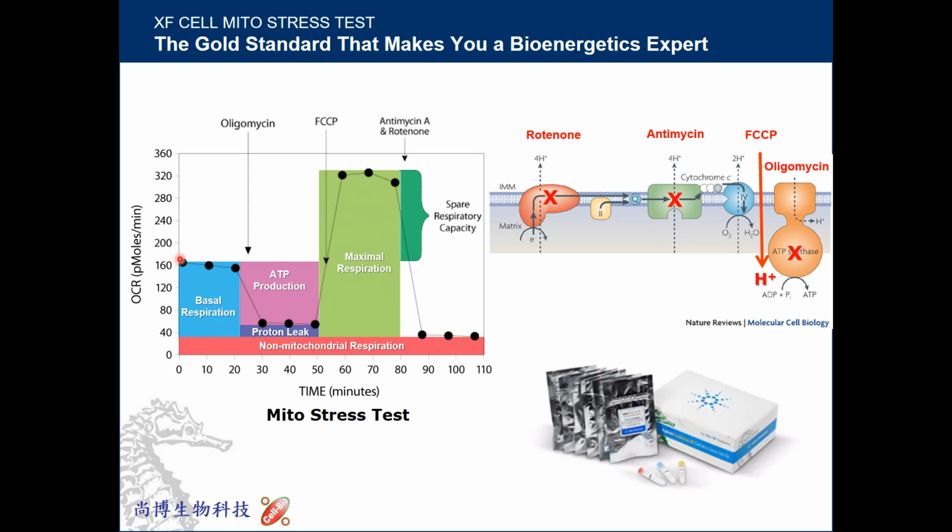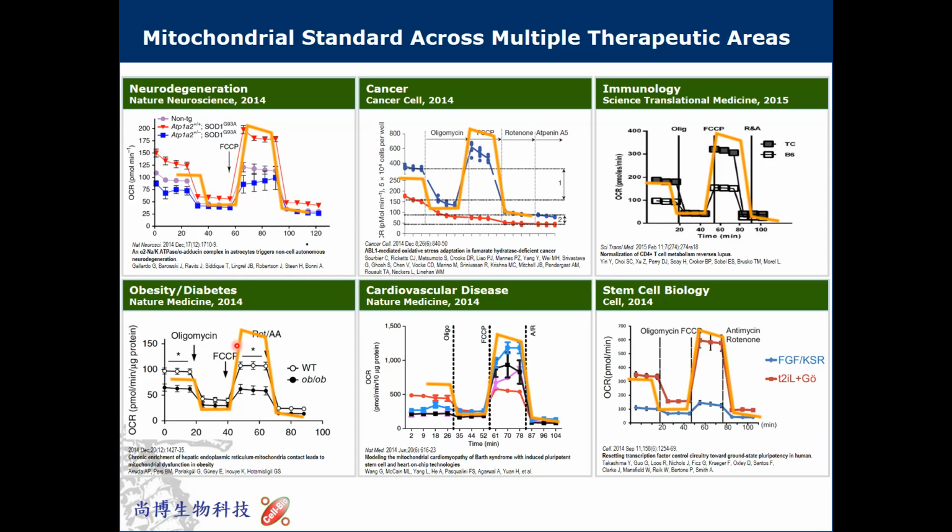You will get the basal respiration, what percentage produces ATP, how your structural integrity is, your maximal respiration, the ability to face the challenge, and the non-mitochondrial respiration. It is a very good experiment design to let you know your mitochondria. So it is the most popular experiment design in the Seahorse analyzer because mitochondria are so important and this gold standard is so useful to let us know the mitochondria.